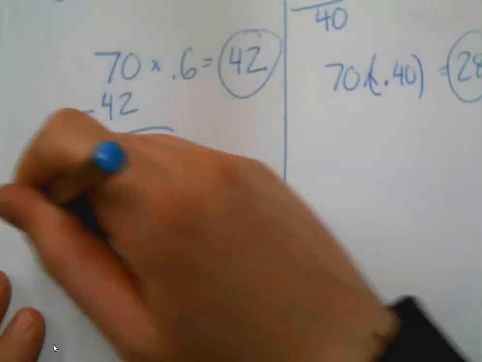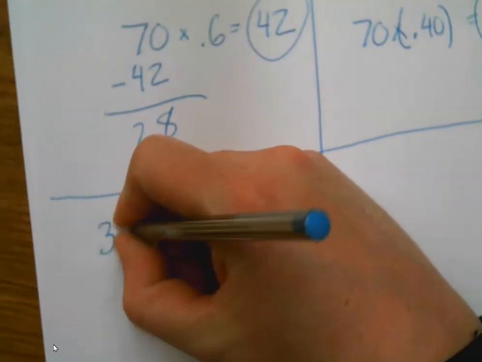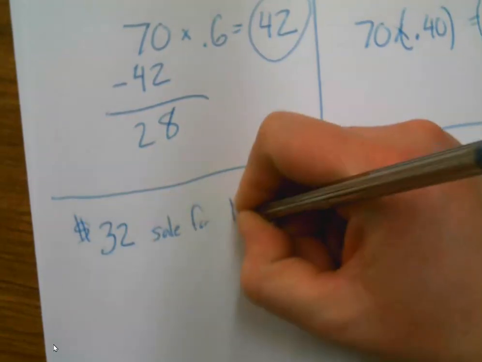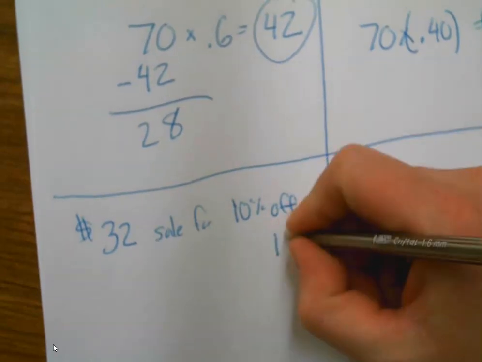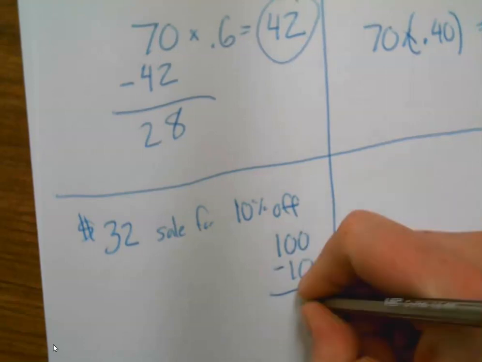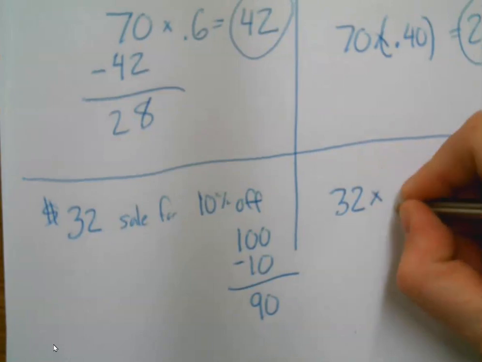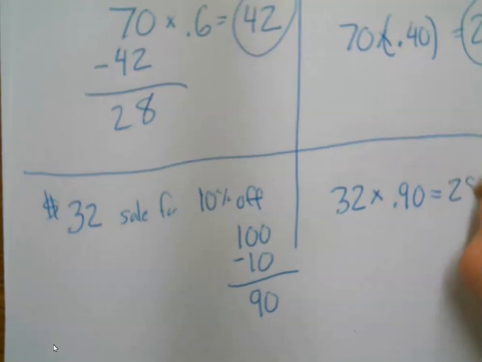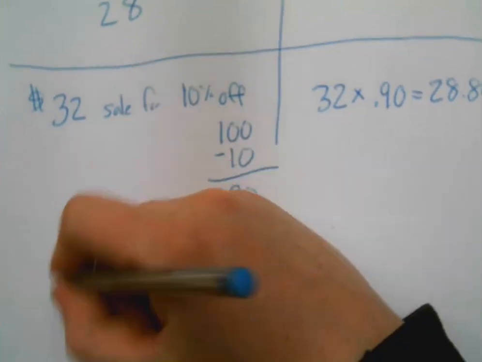Okay, let's do a couple more, and I'm just going to do the shortcut method. Say a $32 item is on sale for 10% off. If it's on sale for 10% off, then I am paying 90%. So I can take 32 times 0.90. And 32 times 0.90 is $28.80.